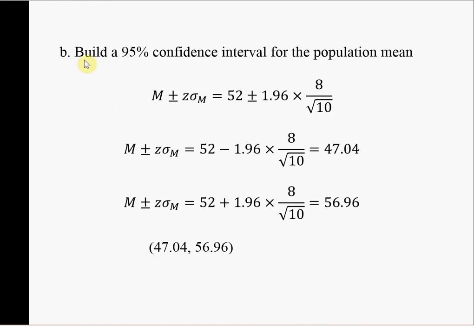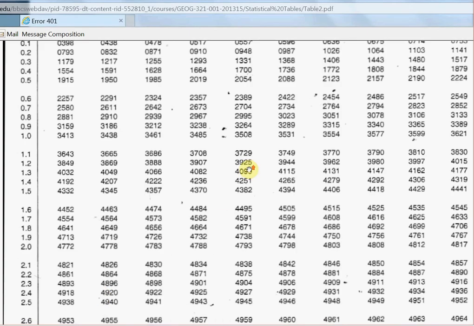Now, B, build a 95% confidence interval. For a 95% confidence interval, we know the population standard deviation, therefore we use the same expressions for the lower bound and upper bound. We know this value, we know this value, we need a z-score that corresponds to a 95% confidence interval. Let's go to the normal table.